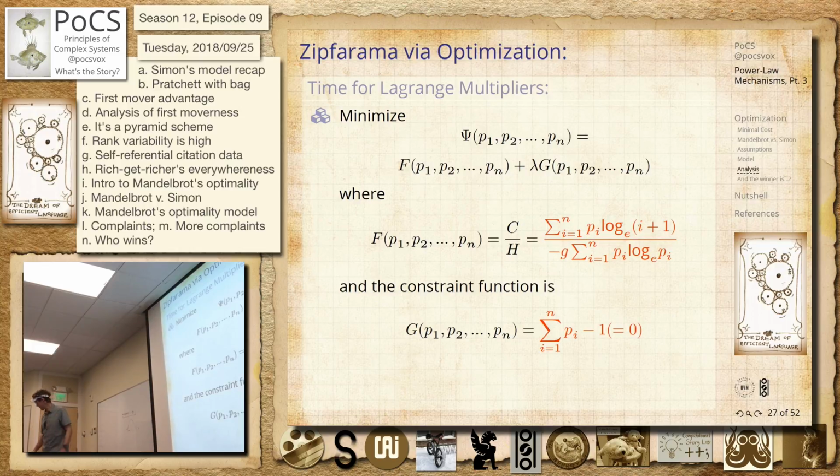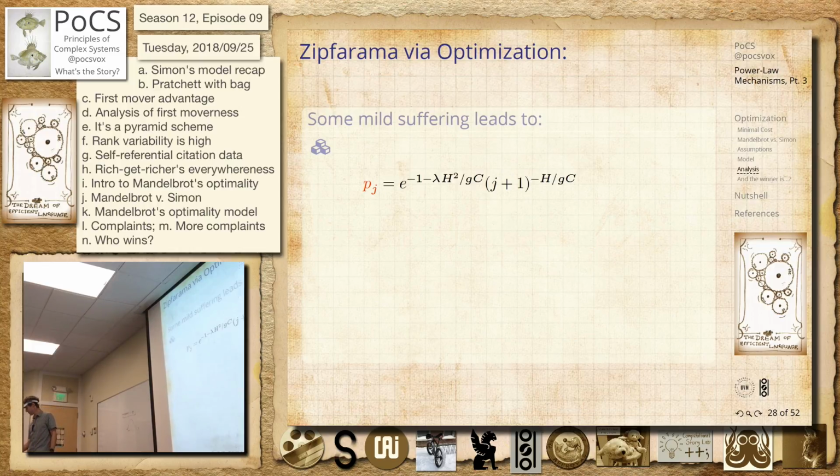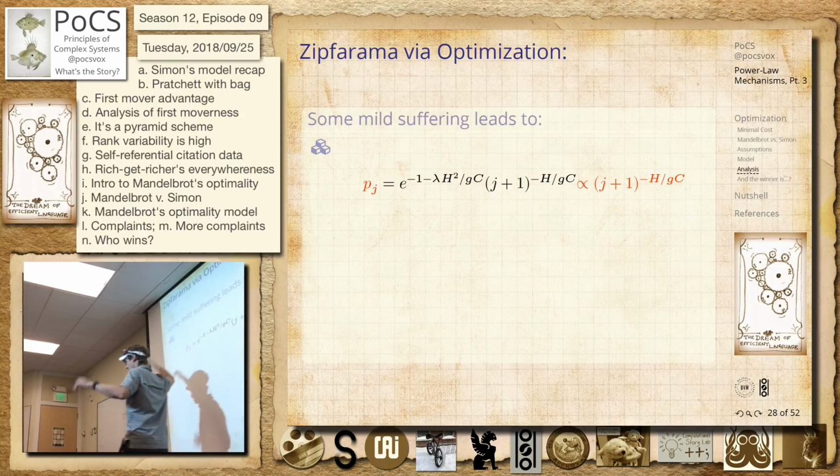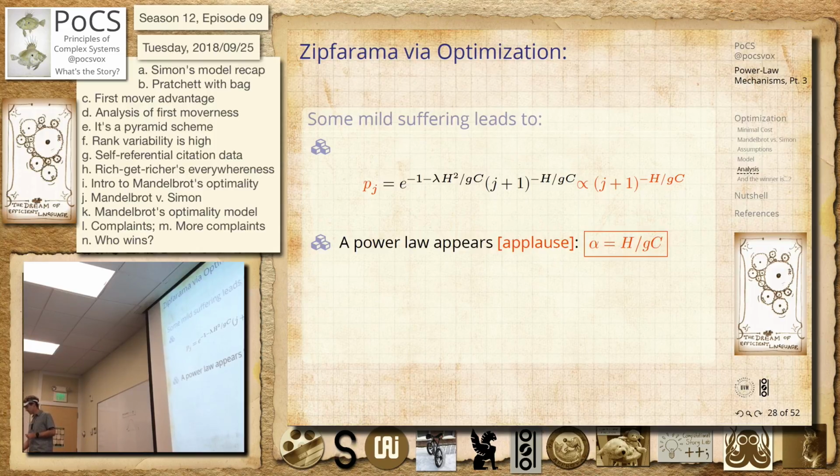So you take this, work through it, some minor suffering, and you get out this result, right? So that the probability of the jth word decays as j, it's a j plus 1, but basically j to some power. So this is it, right? It doesn't come out of some other distribution or whatever. It comes out as a power law decay. This is exactly the Zipf distribution, power law.